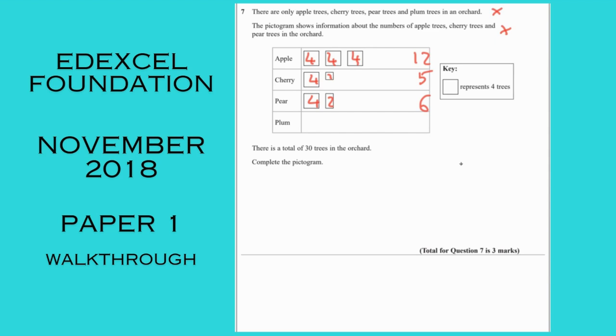You need to fill in plum. Well, the 3 we've worked out so far add up to 23. We need to add 7 trees into the pictogram. So a big square is 4, and 3 parts of a square, 3 quarters, and there we go, to give us the 7 we require.